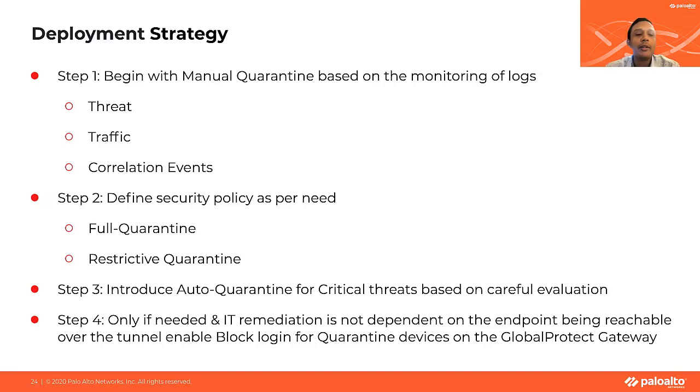Once you have defined the security policy, are using manual quarantine-based enforcement, and feel comfortable enough with this feature, then you can also utilize the auto quarantine feature for critical threats based on careful evaluation. As mentioned, with auto quarantine, once the signature or filter defined in the log forwarding profile triggers, the device will be automatically added to the quarantine list and the quarantine policy enforcement will be applied. Hence, you want to review steps 1 and 2 carefully, and once you feel comfortable and understand the functionality properly, then you can enable auto quarantine in your environment.